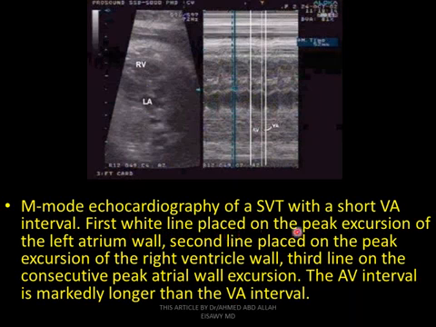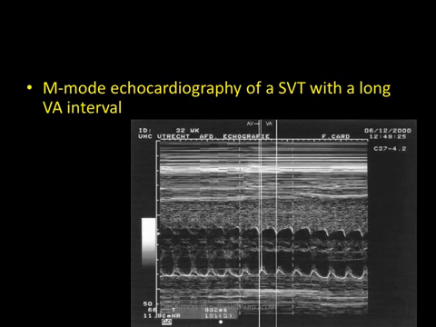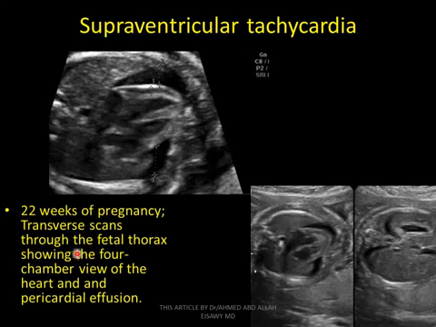M-mode of SVT with a short VA interval. The first white line is placed on the peak excursion of the left atrium wall, and the second on the peak excursion of the right ventricle wall. The third line is on the consecutive beat of atrial contraction. The AV interval is markedly longer than the VA interval, much, much longer, as we see in this one type of SVT. Then M-mode of supraventricular tachycardia with a long VA interval.